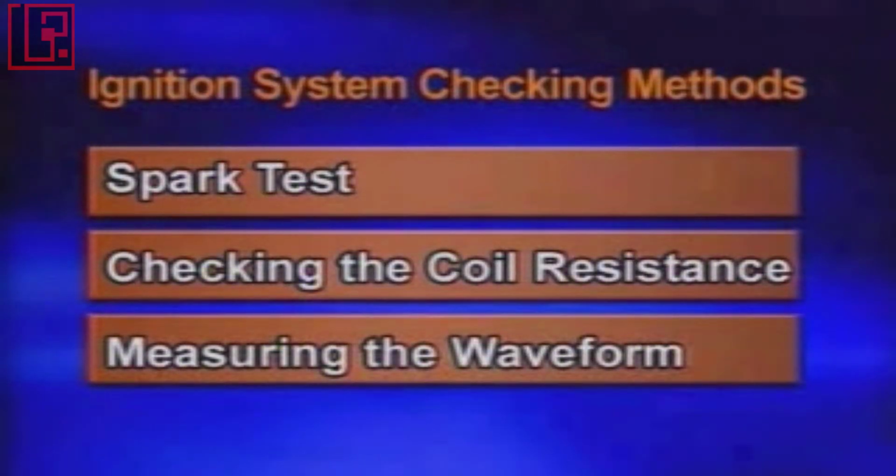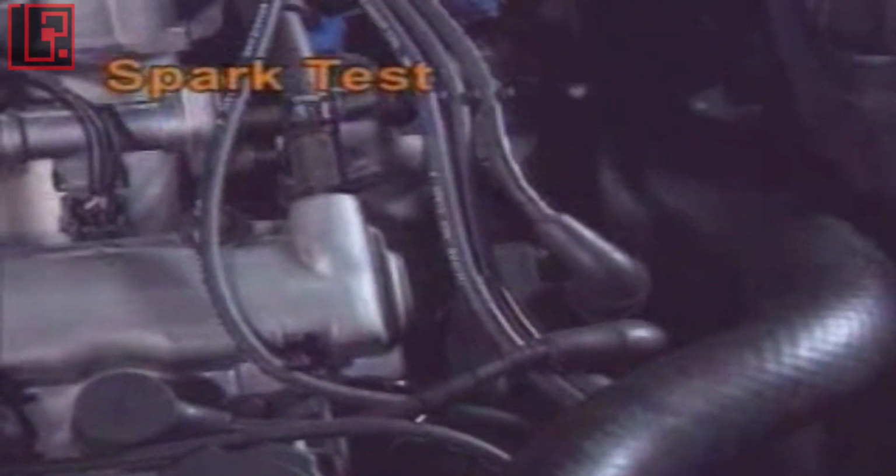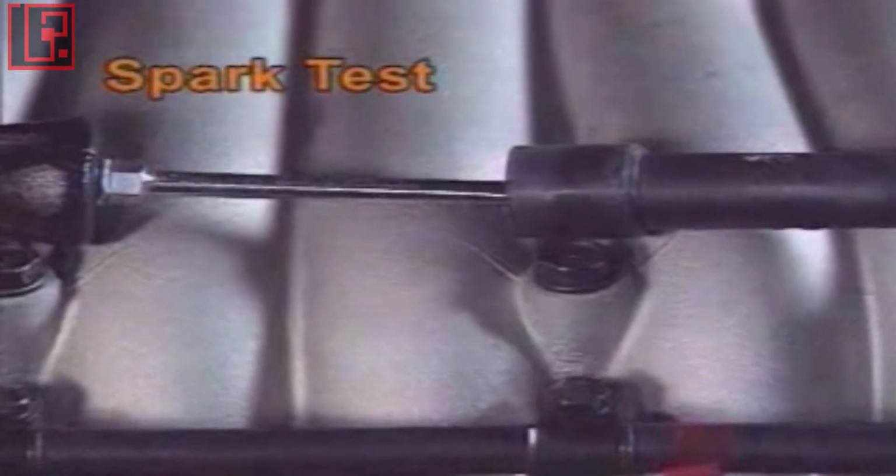The checking methods of the ignition system are as follows. Spark test, checking the coil resistance, and measuring the waveform of the primary ignition coil in the cranking or idle state. To perform the spark test, remove the high-tension cable from the spark plug and check the spark generation from the high-tension cable.